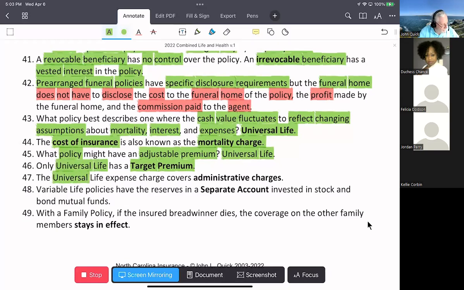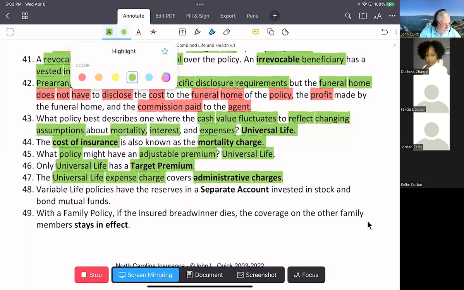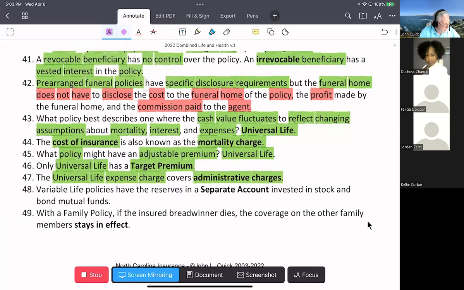What does the Universal Life expense charge really do? It covers administrative charges like the administrative charge of your checking account at the bank. Now, variable life policies have the reserves in a separate account invested in stock and bond mutual funds. So that's where they put the money, stock and bond mutual funds.